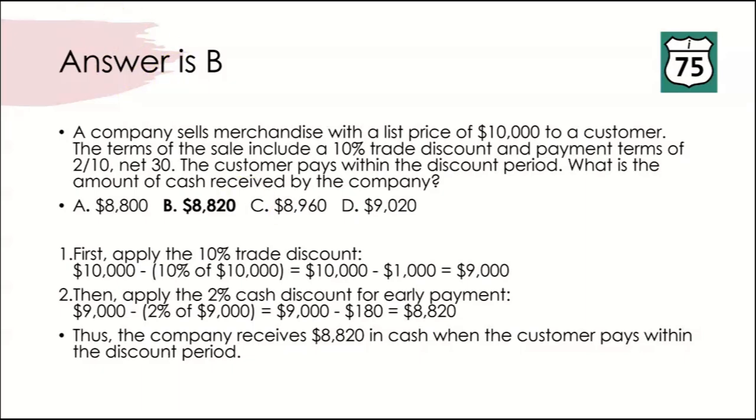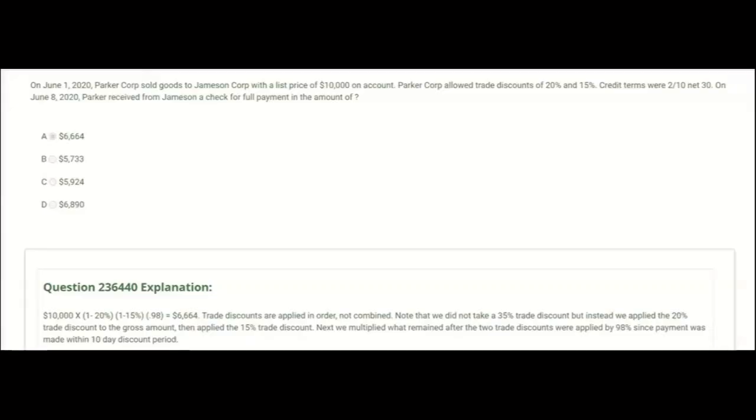Now let's look at a slightly more sophisticated question on this same topic. On June 1st, 2020, Parker Corp sold goods to Jamieson Corp with a list price of $10,000 on account. Parker Corp allowed trade discounts of 20% and 15%, so two trade discounts, and then credit terms were 2/10 net 30. On June 8th, 2020, Parker received from Jamieson a check for full amount in the amount of how much? So we have trade discounts here and we have cash discounts as an incentive to pay early. We have the 2% if you pay within 10 days. But we have trade discounts of 20% and 15% also. So how do we start?